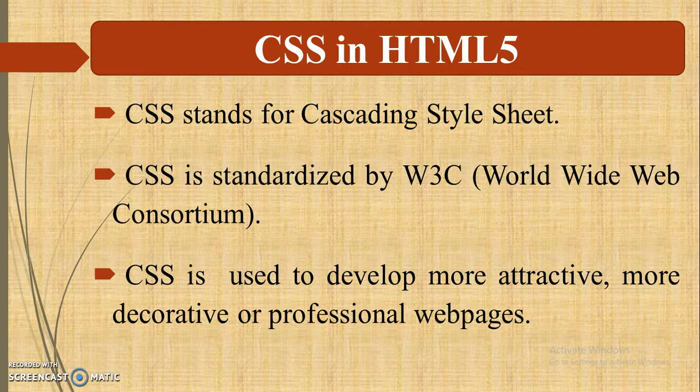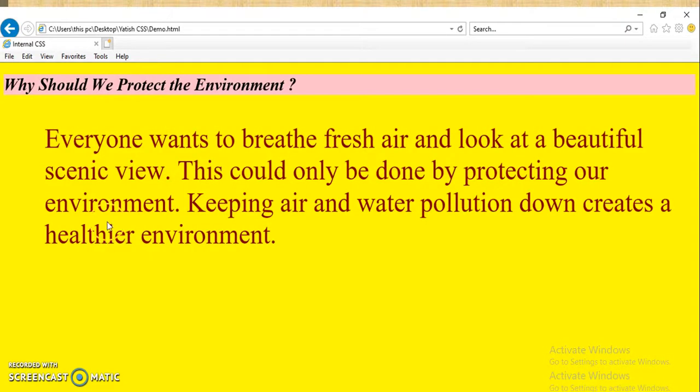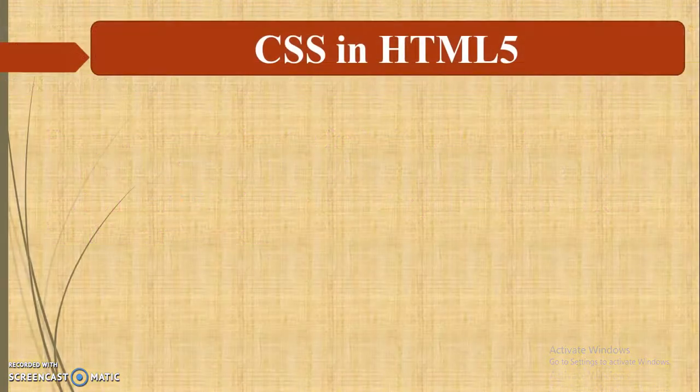CSS is used to develop more decorative professional web pages. For example, in this web page, I apply different background color, set the margin in left side, and display content in bigger font size with the help of CSS, which is not possible using regular HTML tag and attribute. Hence, to overcome the limitation of HTML, web designers use advanced tool known as CSS.